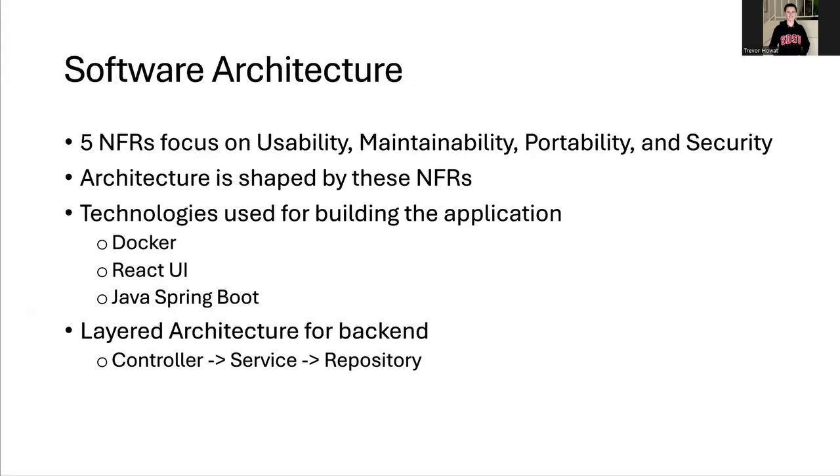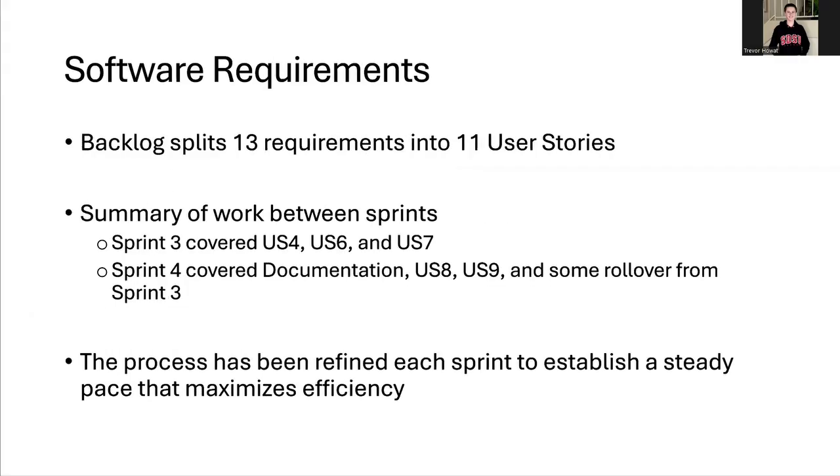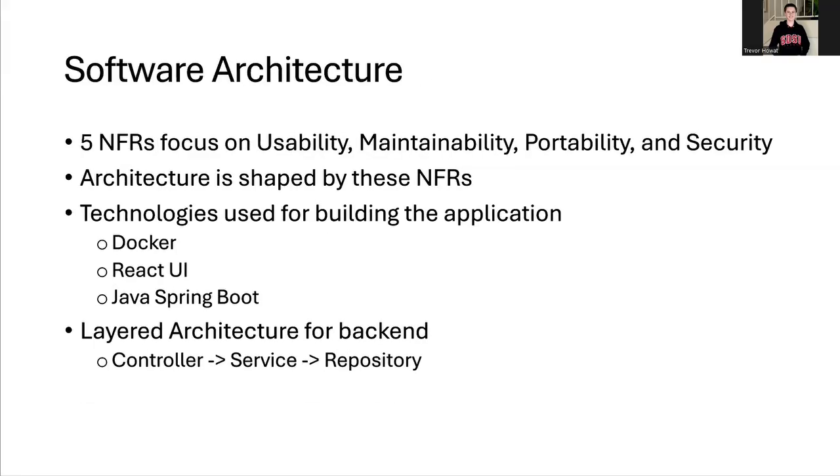So moving on, a quick overview of our software architecture. A more detailed look at this architecture can be found in the architecture design document. And if you want to go back to the requirements as well, the more detailed look at this is in our software requirements specification. In the architecture here, there are 5 non-functional requirements whose main focus is on usability, maintainability, portability, and security. Our architecture is shaped by these non-functional requirements, which in turn are formed from different business goals and engineering objectives.